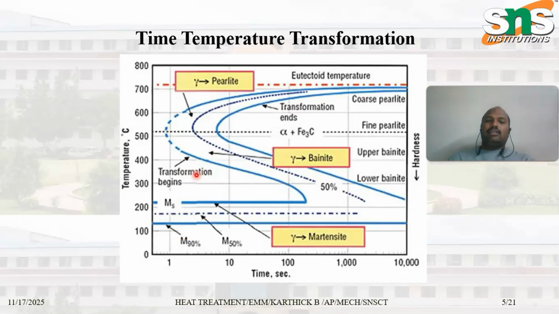In short, we can say on slow cooling you get pearlite, on moderate cooling we get bainite, and on fast cooling we get martensite. Okay, that's all about the time temperature transformation curve. We'll see the cooling curve transformation curve in the next video.